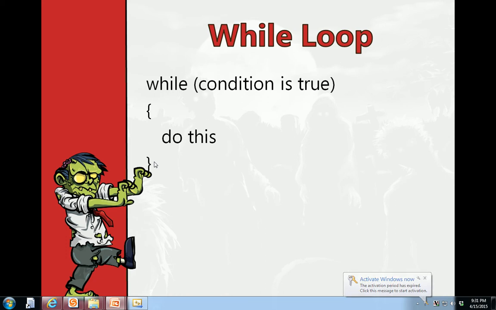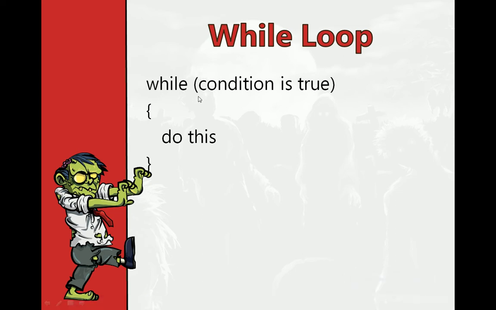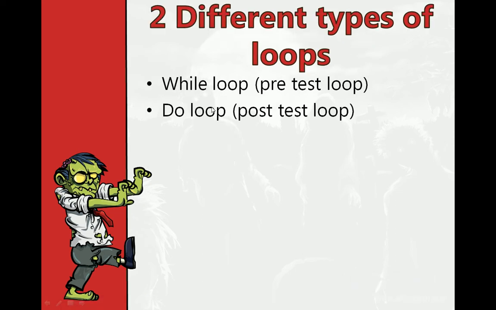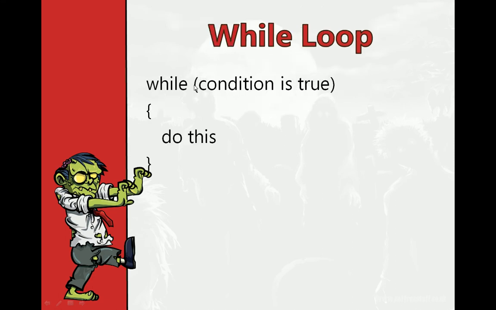Remember, this is a pretest loop, because the condition is being tested at the top. If this condition is not true, meaning it's false, then it's going to skip this entire body of the loop, and it's just going to continue on with the code execution.